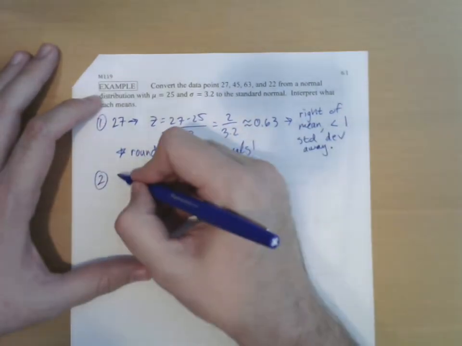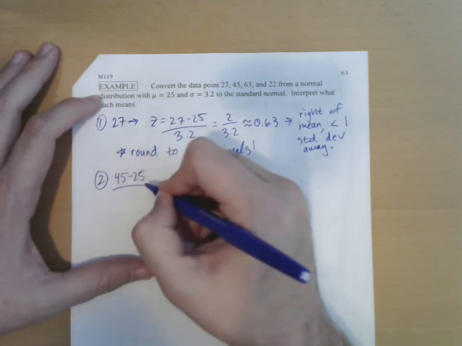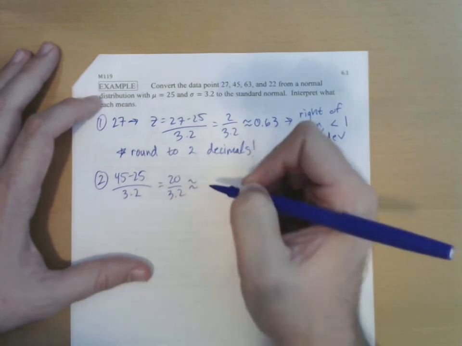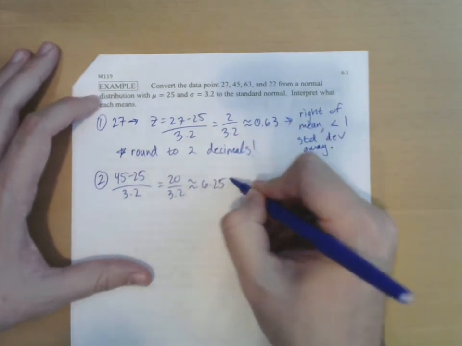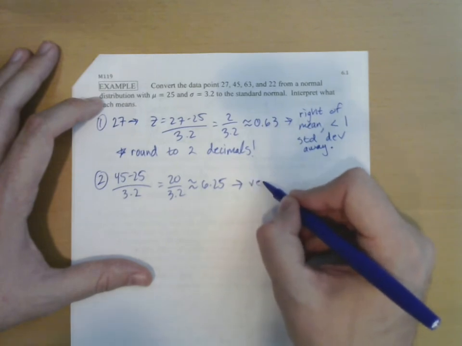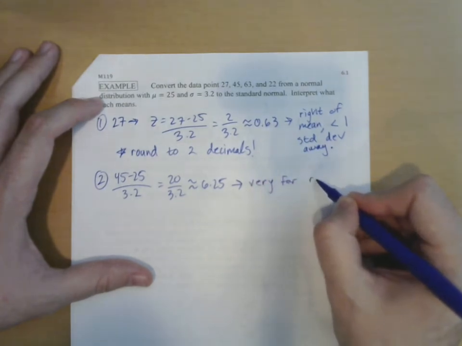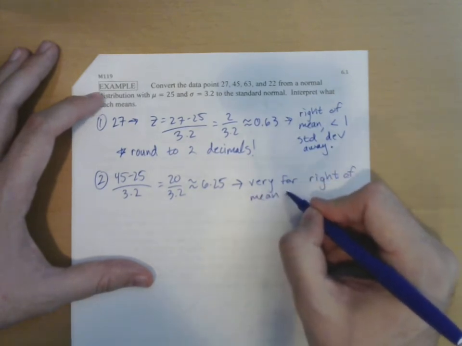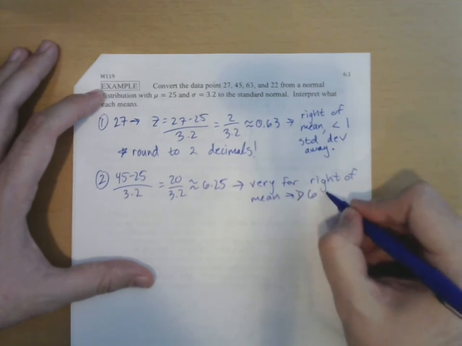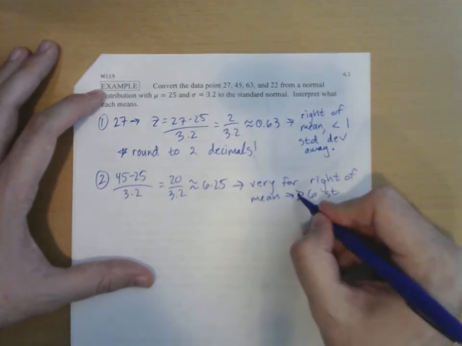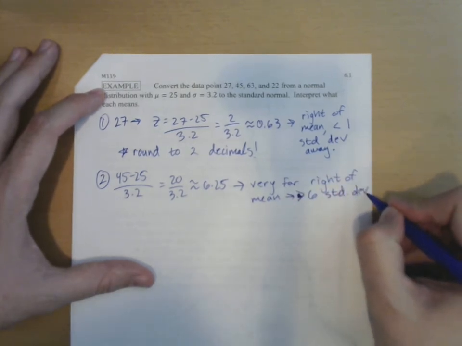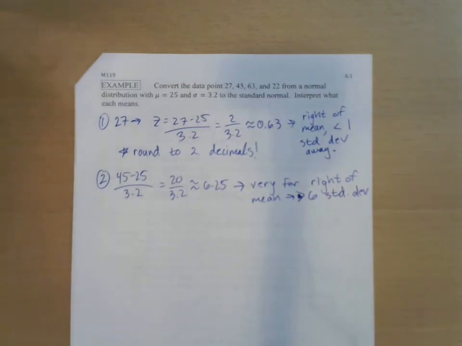So the second one here, 45 minus 25 over 3.2. This is 20 over 3.2. And so rounding to 2 decimals in my calculator, this is 6.25. So this is very far right of the mean. And it's greater than 6 standard deviations away. That's a greater than symbol. Greater than 6 standard deviations away. All right, this is really far. In most cases, we would consider this an outlier. Super far to the right.